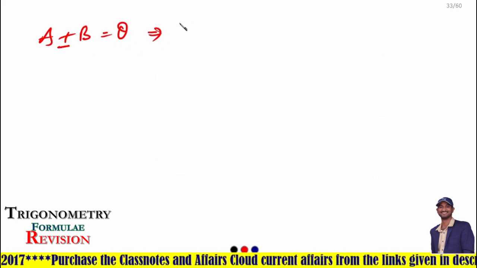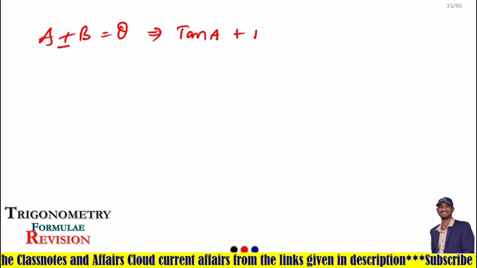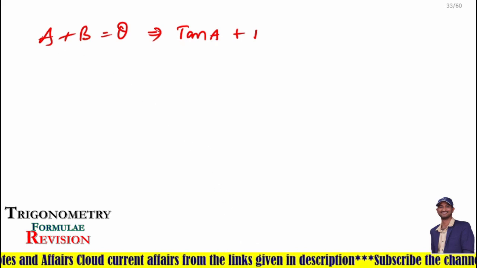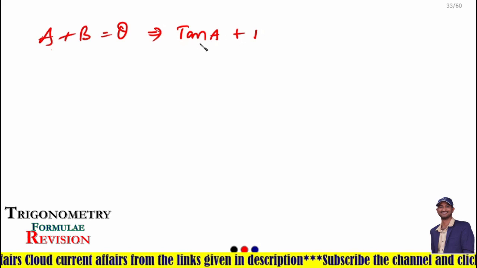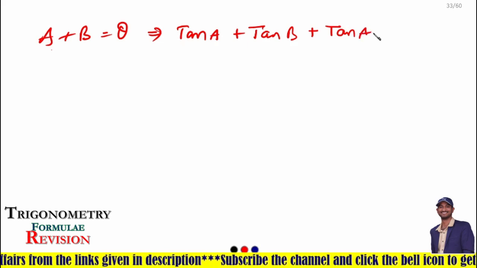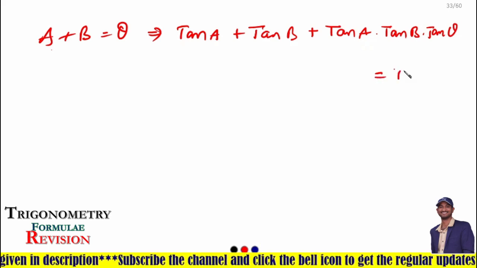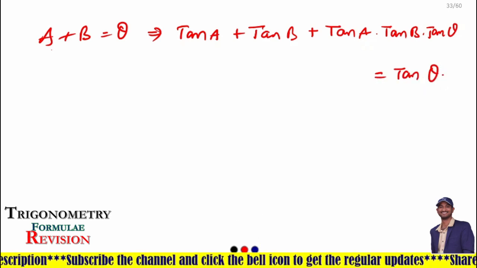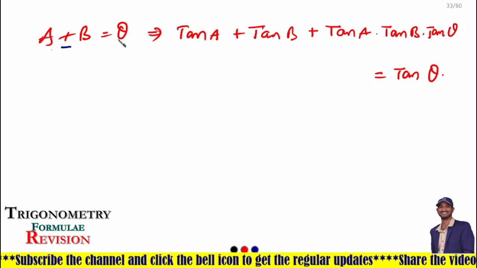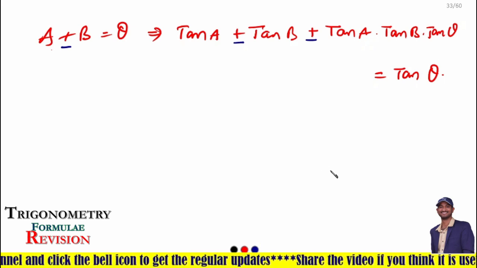Next, whenever the sum of the angles or difference of the angles is theta, some particular angle, then tan A plus tan B. If I take one minute, I'll take first plus only. Okay. If the sum of the angles is theta, then the sum of the tans plus the product of the tans of all the given angles, that is tan A, tan B, tan theta, is always equal to tan of the given angle theta. Suppose the difference of the angles is theta, then the difference of the tans minus the product of the tans is equal to tan theta.